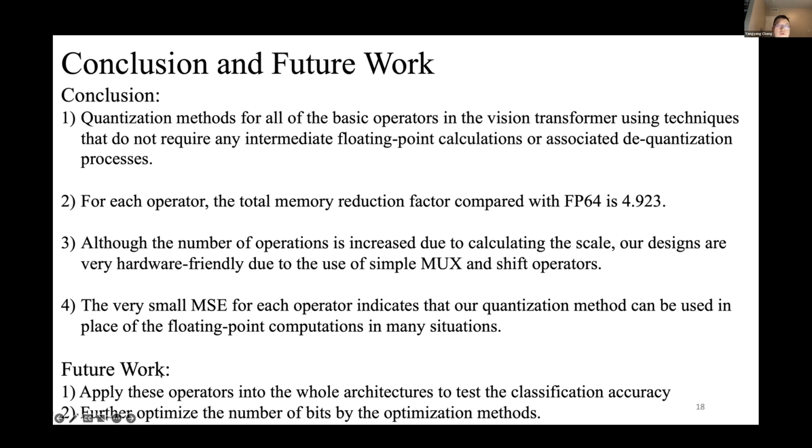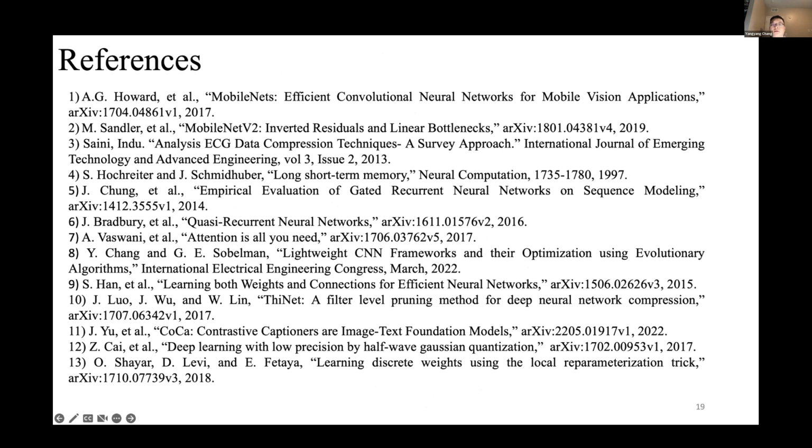We need to replace all the operators published in the GitHub of this vision transformer with our quantized operators to further test the classification accuracy. And then we also want to optimize the number of bits by some optimization method like an evolutionary algorithm to better train our quantization process. And that's it. So any questions?